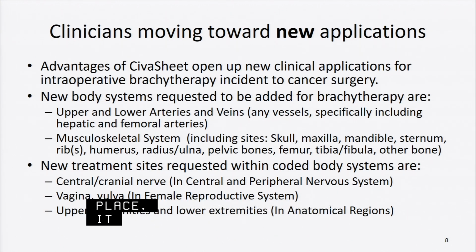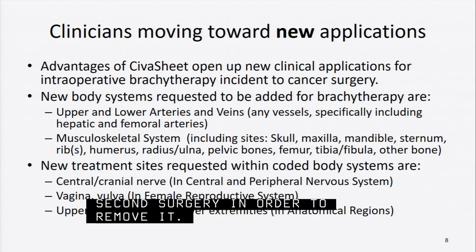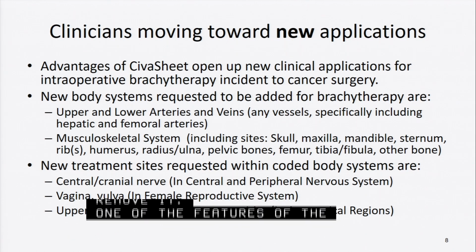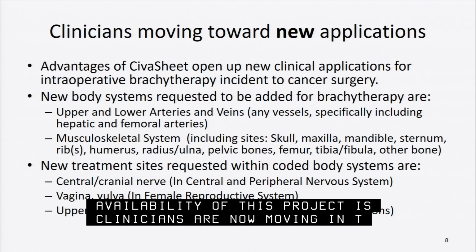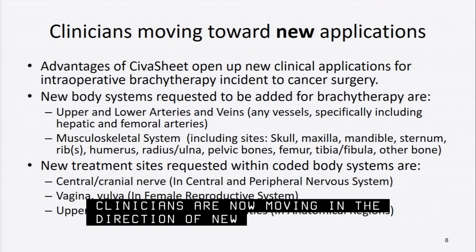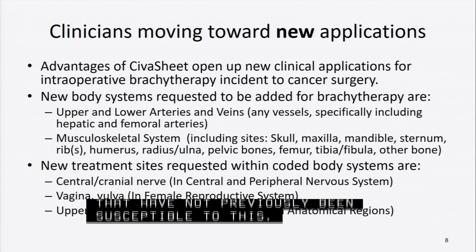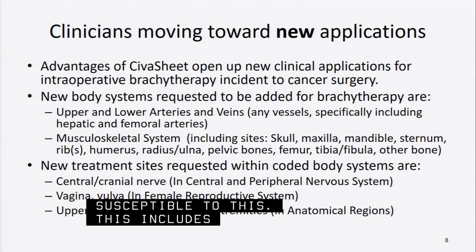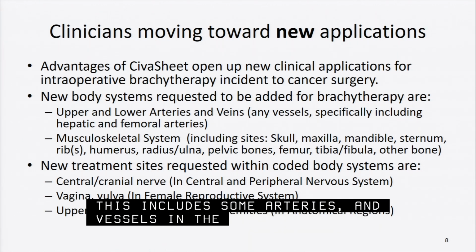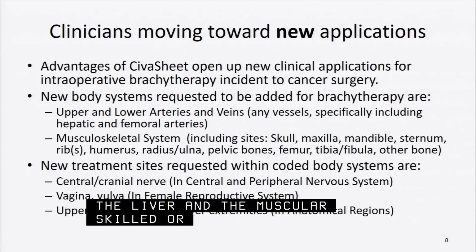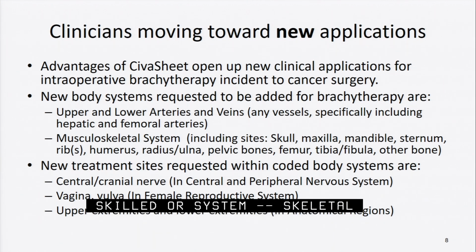One of the features of the availability of this product is that clinicians are now moving in the direction of new applications, new body systems and new treatment sites that have not previously been susceptible to this. This includes some arteries and veins, vessels in the neighborhood of the liver, and the musculoskeletal system, which has not usually been a subject of brachytherapy, I understand, and several other treatment sites, as is shown here on the slide.